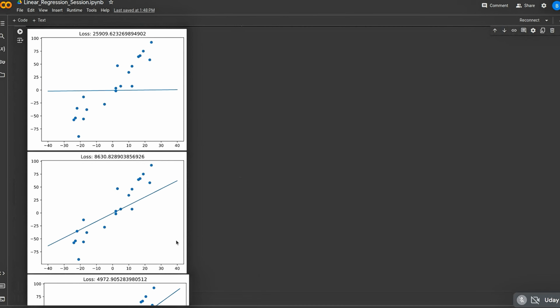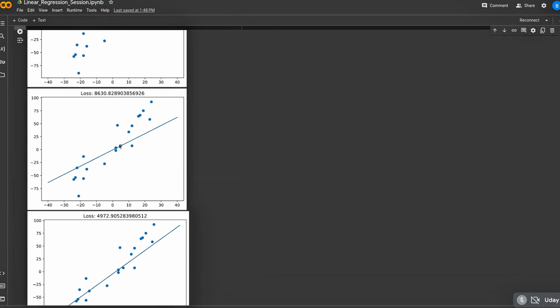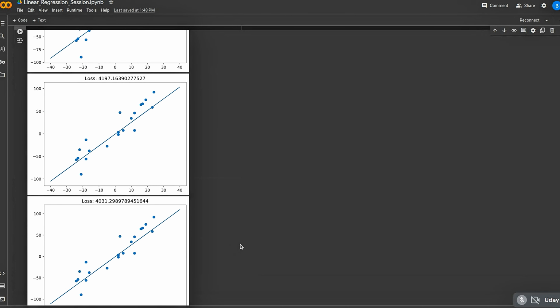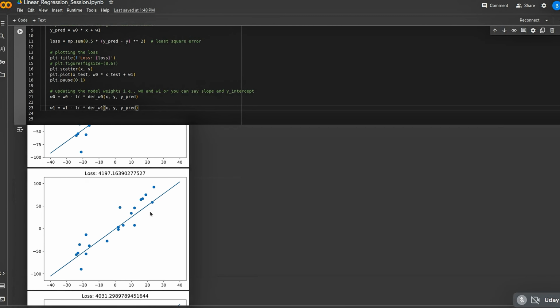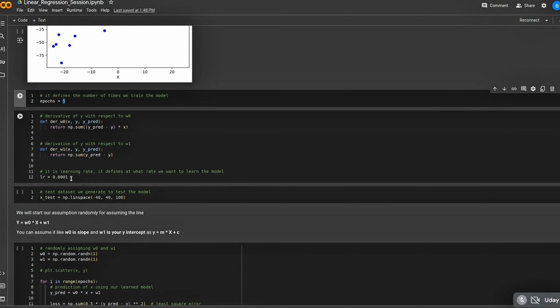And then you can see that initially it was random. Then we improved it somewhat. Then a little more improvement. And at the end, we have done it for 5 epochs, but you can try to change the hyperparameters. Change the number of epochs, change the learning rate, and experiment with it.